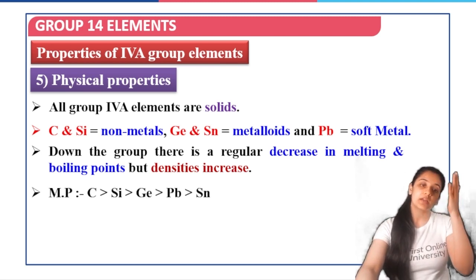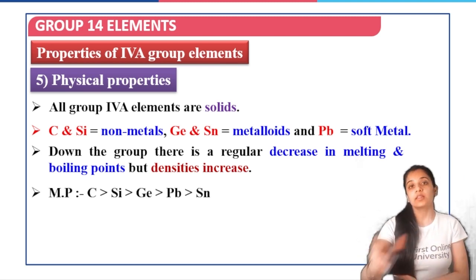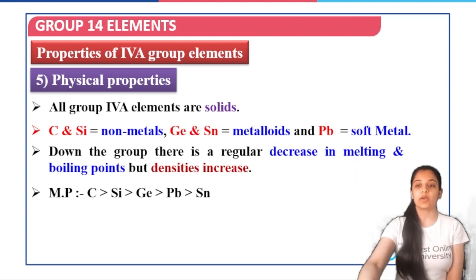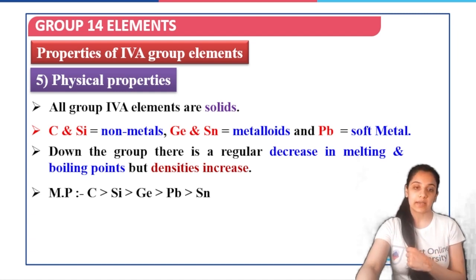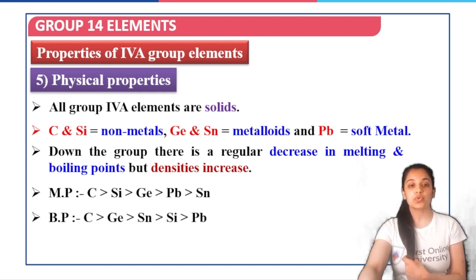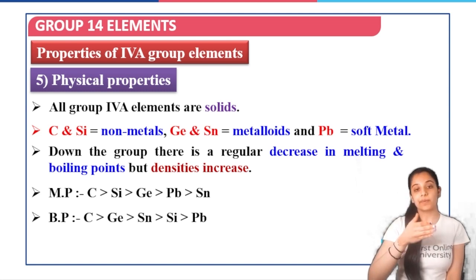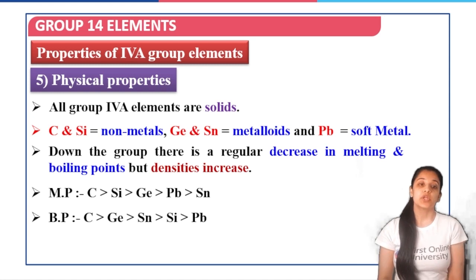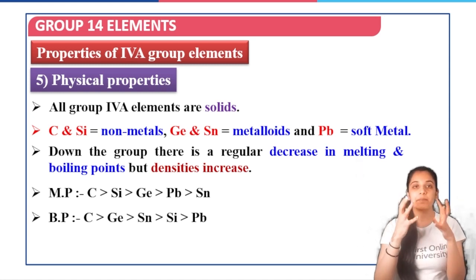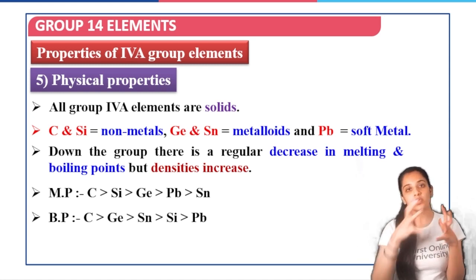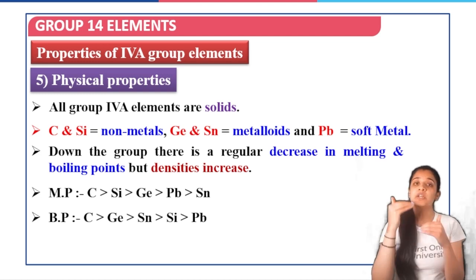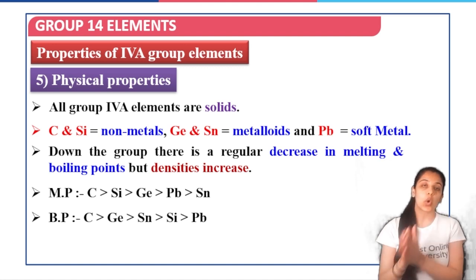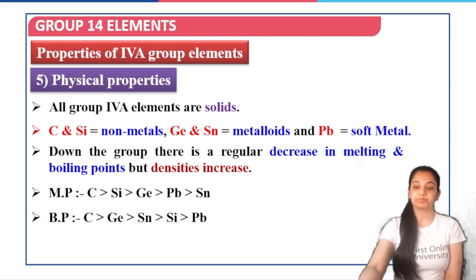So for melting point, carbon, silicon, germanium, lead and tin. Okay, marginally, lead is going to have a higher melting or boiling point as compared to tin, marginally. Then boiling point is going to follow this order where first is carbon, then germanium, then tin, then silicon, and lastly lead. So you will have to remember these. There is no one particular order which is going to be followed for both melting point as well as boiling point. So you have to remember these trends, okay? You have to remember the exceptions. So this order is very, very, very important.